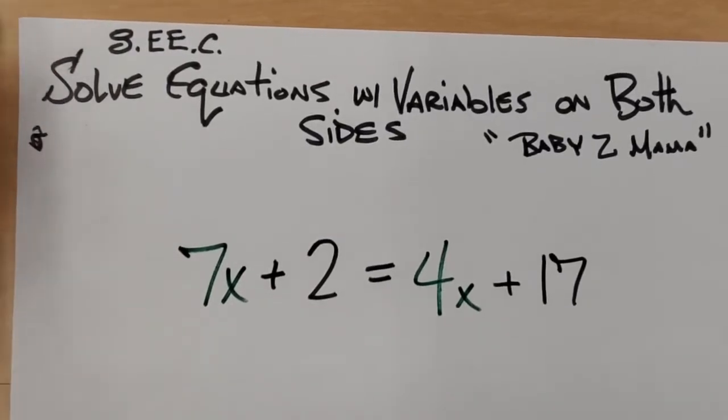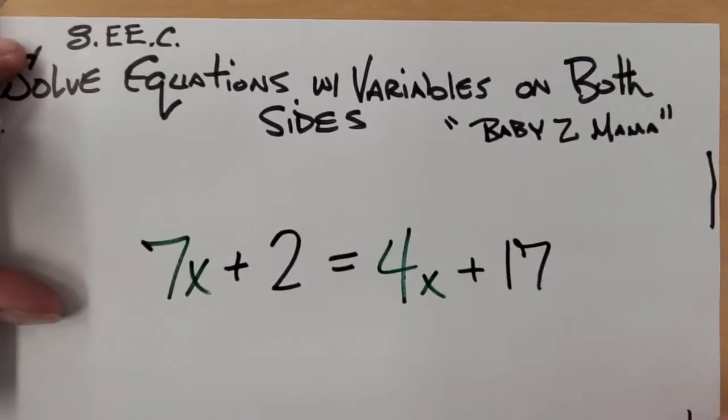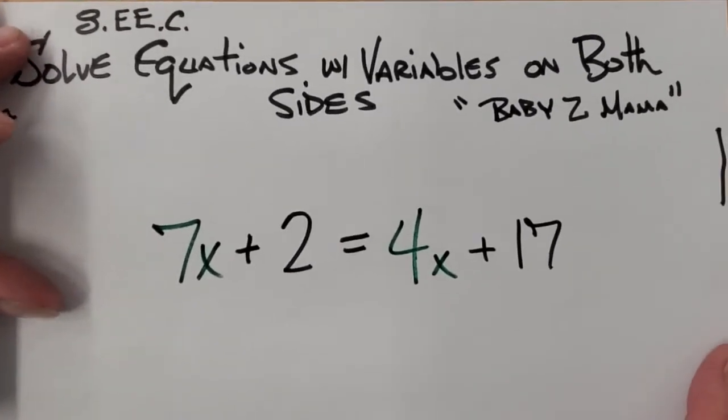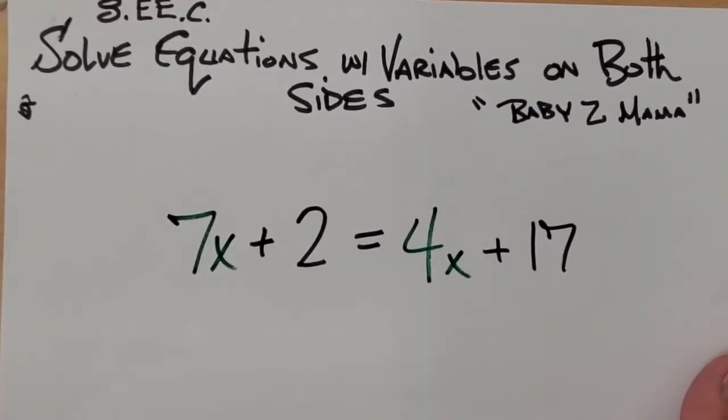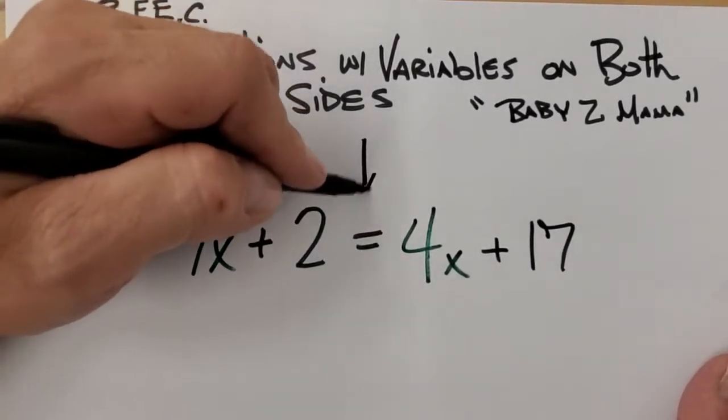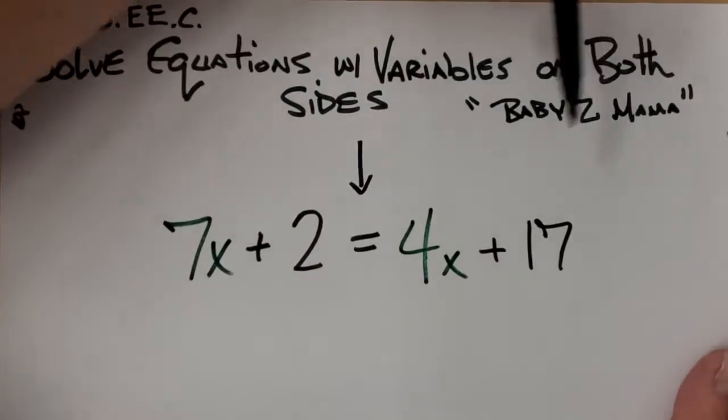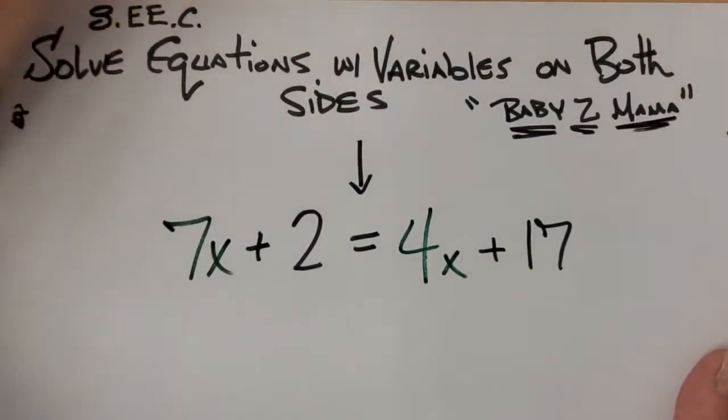So we've solved all kinds of equations. You've solved them with variables on one side of the equal sign, okay? Today, though, we're going to be looking at solving an equation with variables on both sides of the equal sign. I like to call it bringing baby to mama.